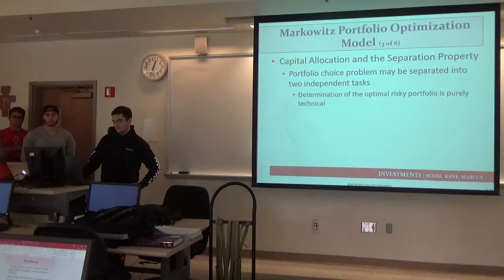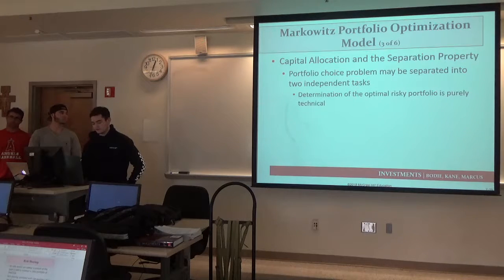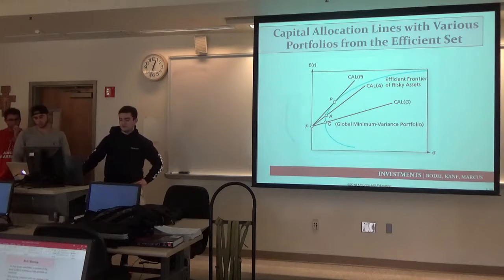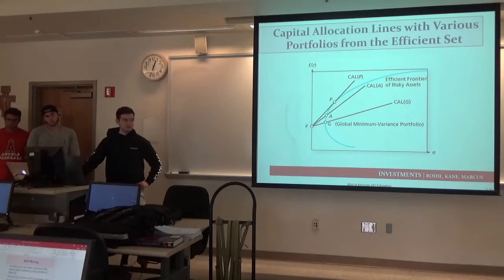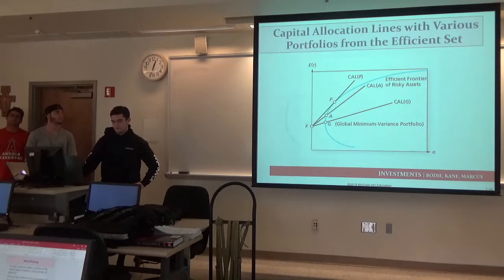So then you have the capital allocation and separation property. So the portfolio choice problem may be separated into two independent tasks. Determination of the optimal risky portfolio is purely technical, and allocation of the complete portfolio to risk-free versus the risky portfolio depends on personal preference. So here you can see the capital allocation lines with various portfolios from the efficient set. So the blue line is the efficient frontier of risky assets, and it goes down to the bottom. It's the global minimum variance portfolio, and it connects at P.